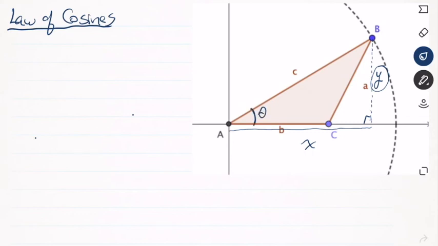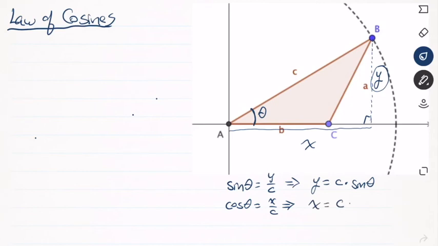Okay, so then we can say that the sine of theta is equal to y over c, and that implies that y is equal to the radius times sine of theta. And the cosine of theta would be adjacent over hypotenuse, and that would be x over c, and that implies that x is equal to the radius of this circle times cosine of theta. So it kind of makes sense that the x-coordinate has a cosine in it and the y-coordinate has a sine in it. So the coordinate of B is literally c times cosine of theta, comma, c times sine of theta.